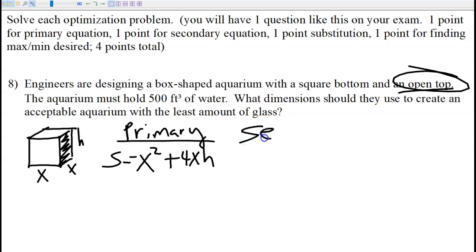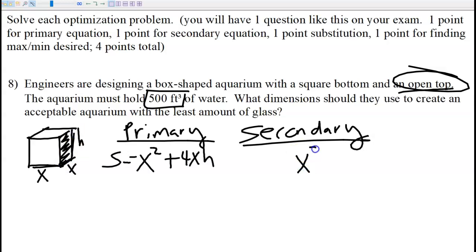Now we want my secondary equation. The secondary equation is the one that limits your possibilities. In this case, my limitation is the fact that the volume that this thing holds has to be 500 cubic feet. How do you find the volume of a cube? Well, you do length times width times height. So that's x squared h. And I know that volume should be 500 cubic feet. So there's my limiting secondary equation.